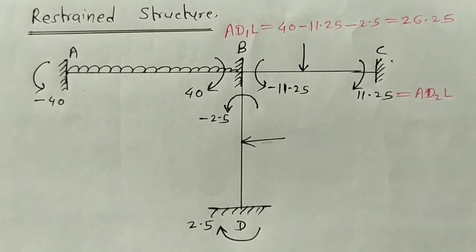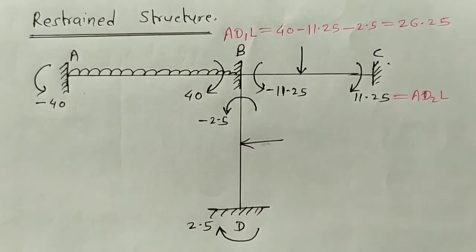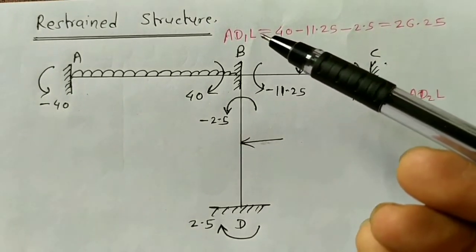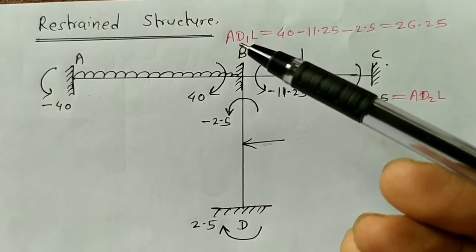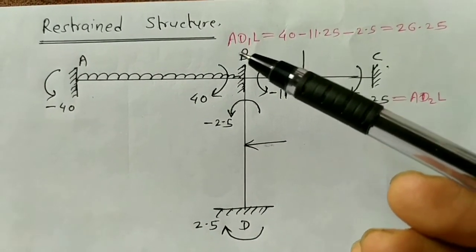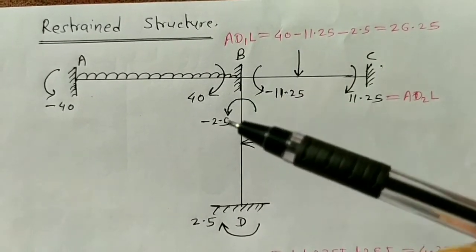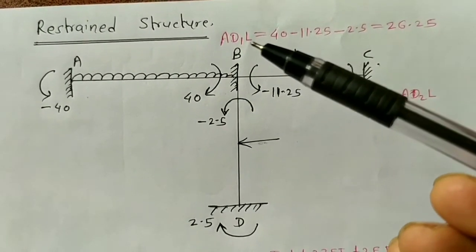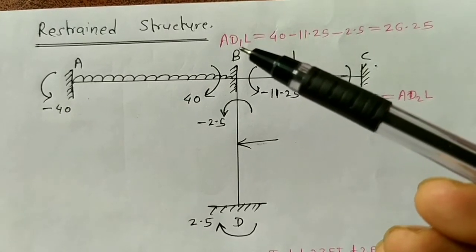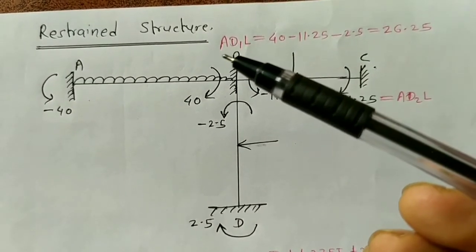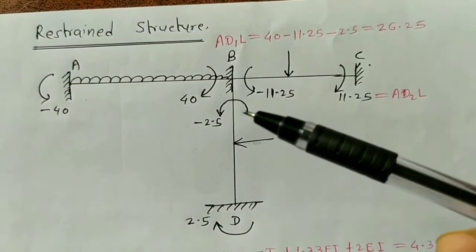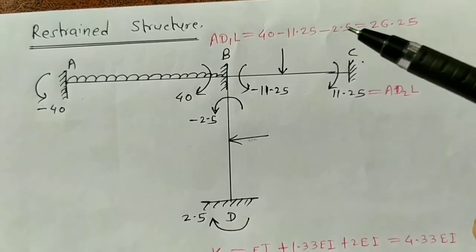Show the fixed end moments in this diagram. Next, I have written here AD1L, action in the direction of D1 due to loading. Of course, this diagram is drawn because of loading. We have all this moment existing because of only loading. D1 is the first position, so action in the direction of D1. We take the addition of all these three moments. So this is AD1L.